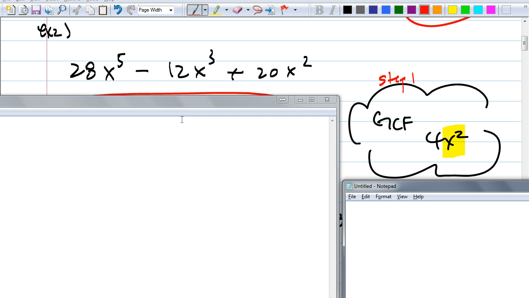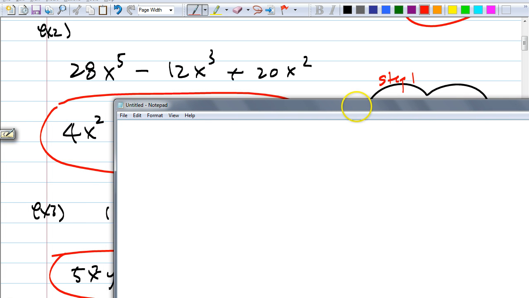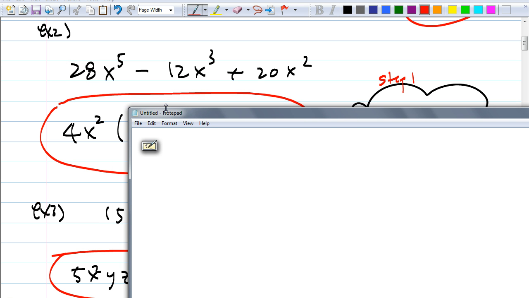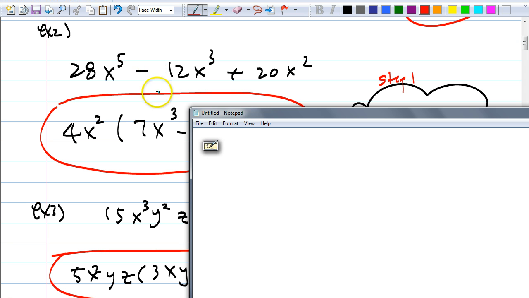So in your head, you're thinking, okay, 4x squared times what gives you 28x fifth? Anybody? So I'm going to put in parentheses. Isn't that what you're thinking in your head, right? Since I know that 4x squared is my GCF, the greatest common factor, we can factor that out. So it's going to be 4x squared times something gives you 28x fifth. Who can tell me? Ben? 7x cubed minus, right? There's a minus there. Minus who? Sarah?